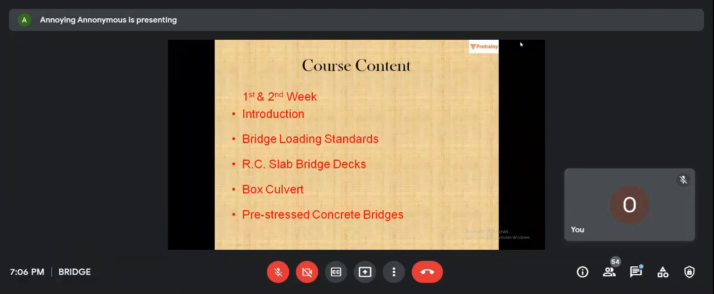Now this is a 30 days course, so roughly 4 weeks. Let me explain the flow of this course. In the first and second week: introduction, a little bit of history about bridges, a very brief introduction of the evolution of bridges, then loading standards, what loads should be considered, how to calculate them and where to get these loads from.